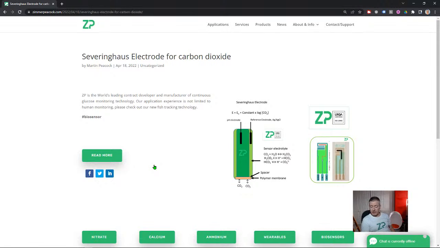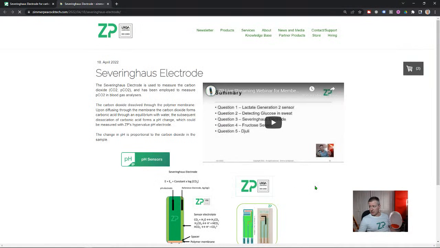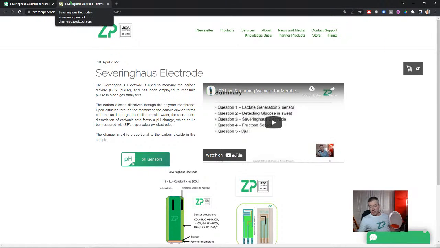Now, I think the electrode that they've historically used there is the Severinghaus electrode. At ZP, we do get some questions about the Severinghaus electrode, so we've tied some notes together on what it is. We did a video about it, and we also tied it to our pH sensor, because our pH sensor is a good platform from which to build a Severinghaus electrode. So that was some technical news we put out there this week.